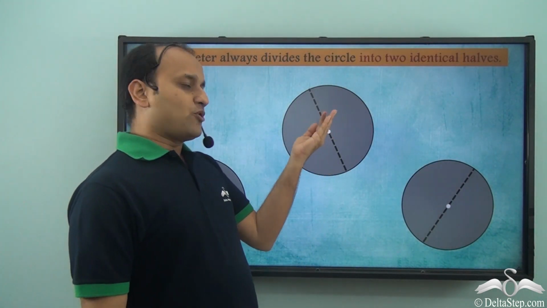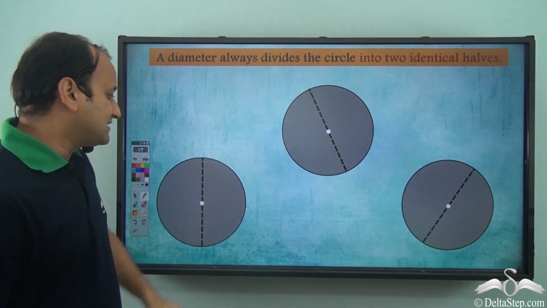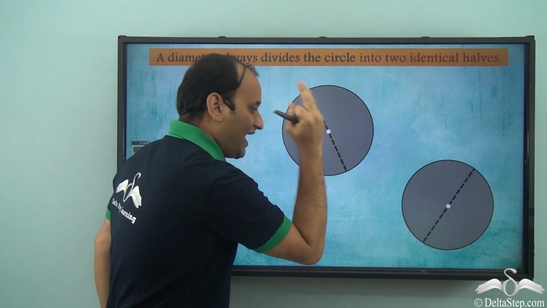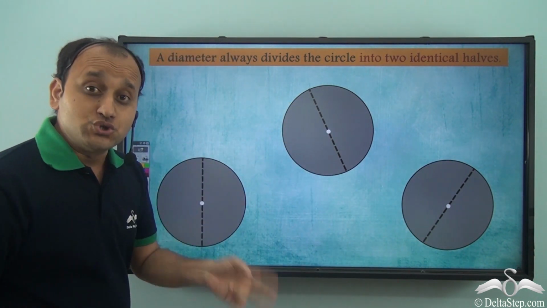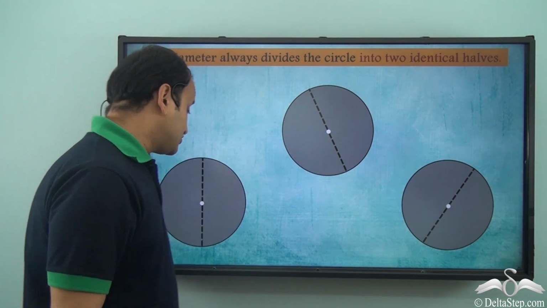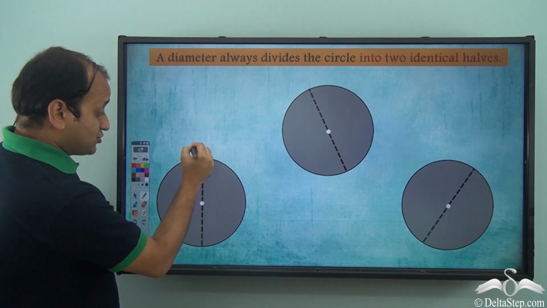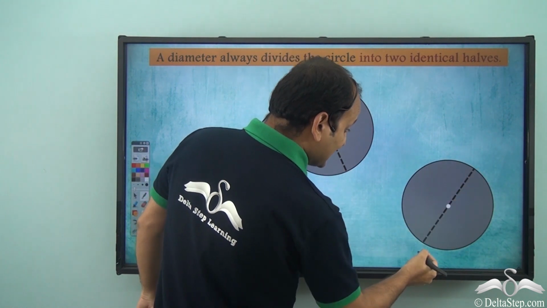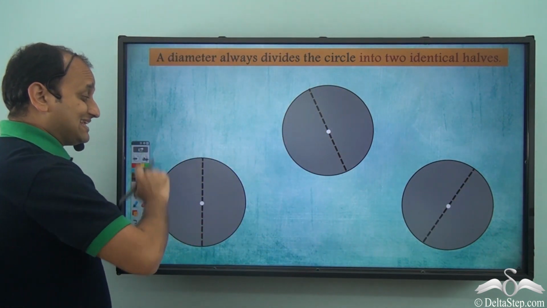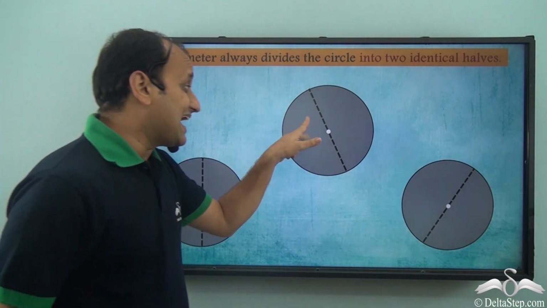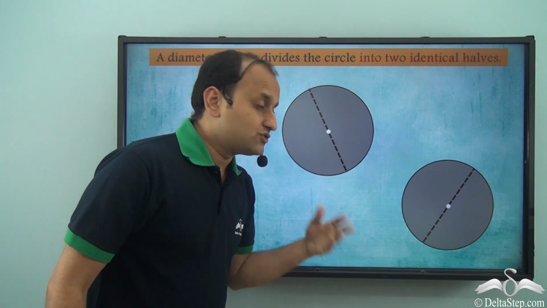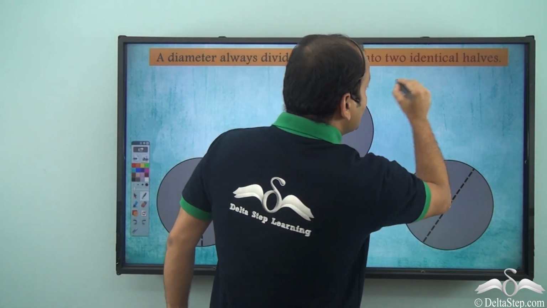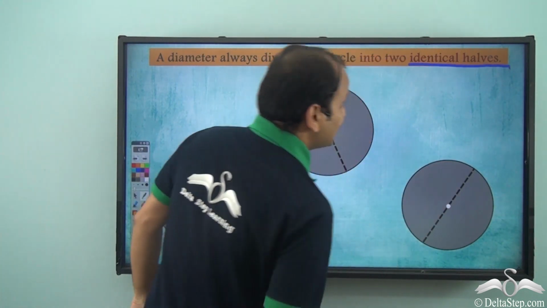So one of the most important properties of a diameter is that it exactly divides any circle into two equal halves. So whether I draw the diameter like this or like this or like this, in all these cases we are getting exactly two equal halves. So a diameter always divides the circle into two identical halves.